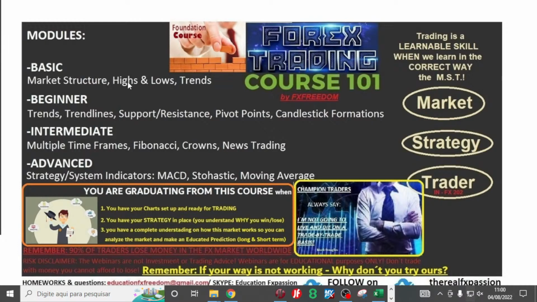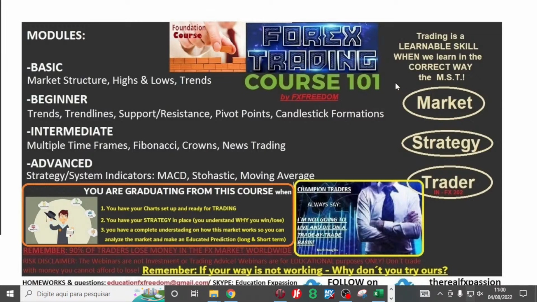Okay, everybody, remember this is the foundation course. We have another advanced course, but this is the foundation course. This is the most important thing that you are learning as a beginner trader, everybody. It's called the Forex Trading Course 101. And if you are down, if you are depressed, if you feel stuck, remember that trading is a learnable skill. You can learn this when you learn in the correct way, everybody.